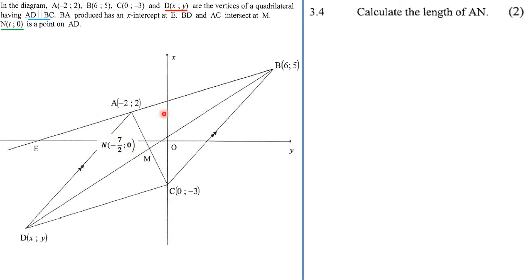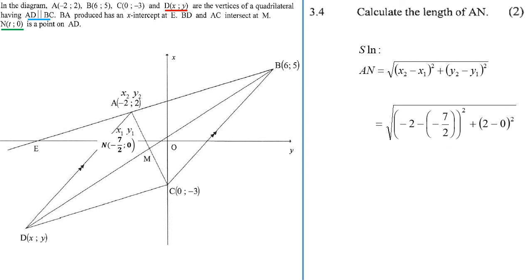So now, what do we do? Length means distance, so you must choose the correct formula. Let's label x1, y1, and then x2, y2. That is the first step. Write down the correct formula, and then substitute accordingly. Then play your maths, you just use your calculator. This is the substitution: x2 is minus 2, minus 7 divided by 2 is your x1, y2 is 2, and y1 is 0.